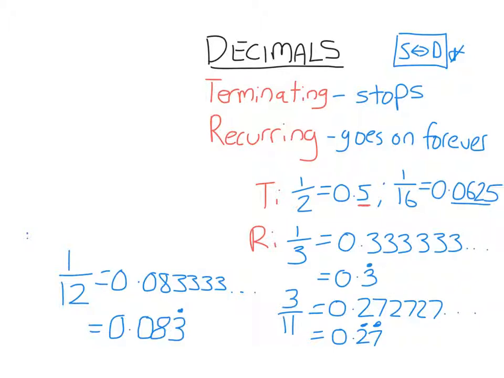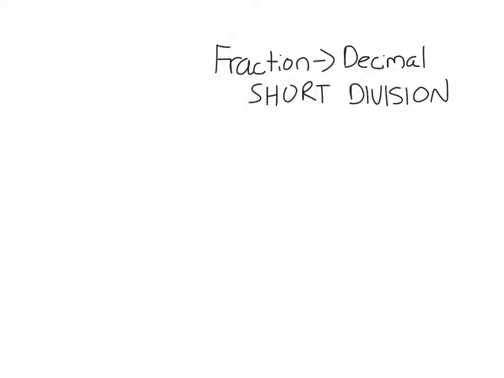All right, now we're going to quickly look at converting fractions to decimals. So if we want to convert a fraction to a decimal, we can use short division. The good thing about this method, it will work whether the fraction has a terminating or a recurring decimal. So let's say I want to write 4 over 5 as a decimal.